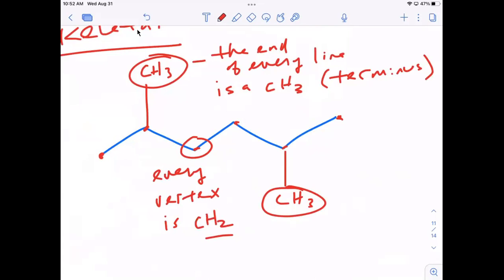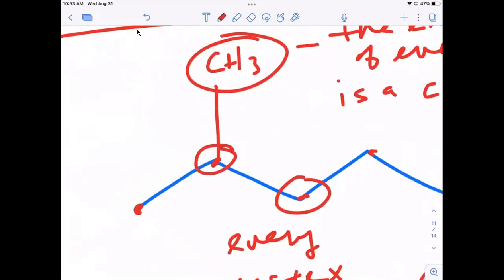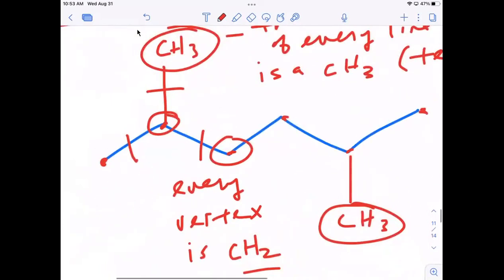That's very important because a lot of times when you see the skeletal form, it's not clear why I'm drawing it that way. But if it's in skeletal form, the end of every line is a CH3, every vertex is a CH2. And right here, you can see that this carbon has 3 bonds to it: here, here, and here. So the 4th bond is understood to be hydrogen in that situation.